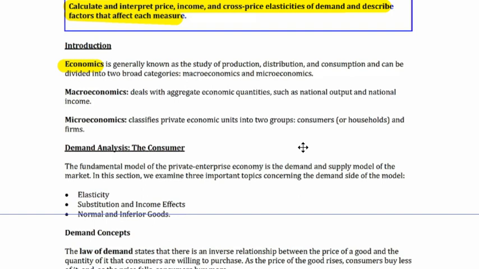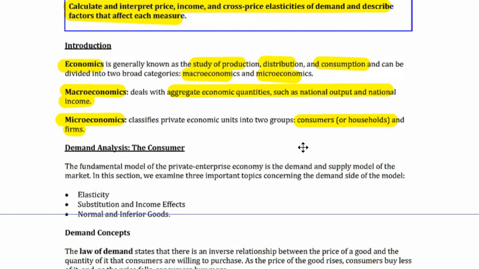What is economics? Remember, this is the very first learning module related to economics, so we've got to start with that. It's the study of production, distribution, and consumption. We generally break economics down into very broad concepts: macro and microeconomics. Some people might say, what about international or global economics? Yes, of course, but these are just 2 very general categories. Macroeconomics generally deals with aggregate economic quantities, national output, national income. We'll see later on we deal with things like GDP, GNP, all those kind of good concepts. And microeconomics focuses on consumers and firms.